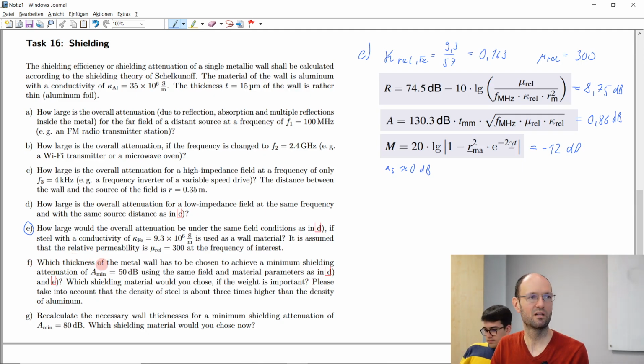Which thickness of the metal has to be chosen to achieve a minimum shielding attenuation of 50 dB using the same field and material parameters as in this task and in this task. So let's do it for aluminum, let's do it for steel. And which material would you choose if weight is important? Steel is about 3 times heavier than aluminum, or aluminum is 3 times lighter than steel.